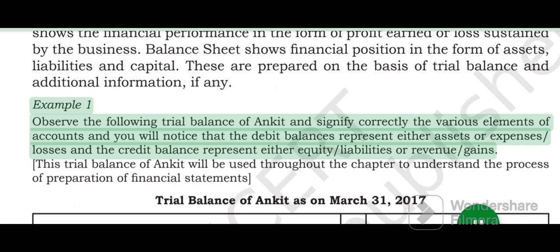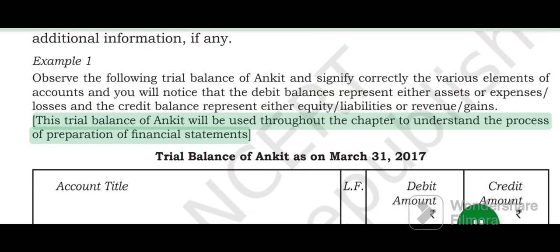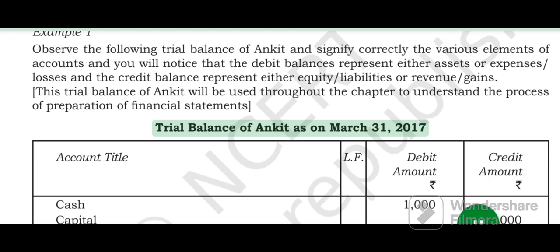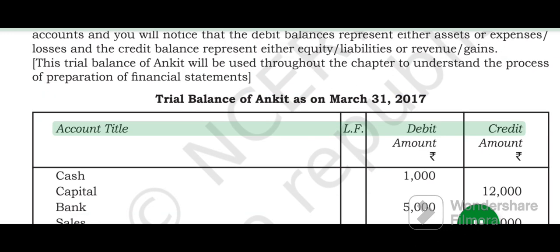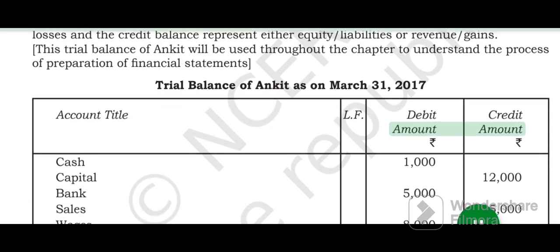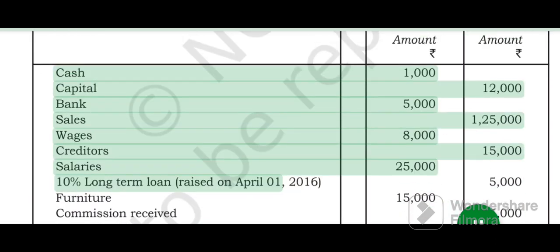Example 1. Observe the following trial balance of Ankit and classify correctly the various elements of accounts, and you will notice that the debit balances represent either assets or expenses, losses, and the credit balances represent either equity, liabilities or revenue, gains. This trial balance of Ankit will be used throughout the chapter to understand the process of preparation of financial statements. Trial balance of Ankit as on March 31, 2017. Account title, LF, Debit, Credit. Amount. Cash 1000, capital 12,000, bank 5,000, sales 1.